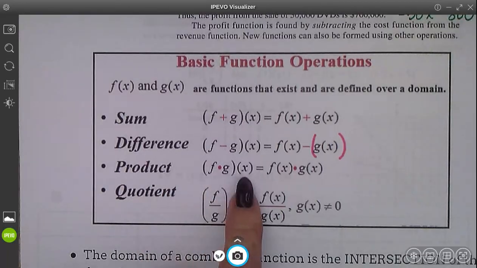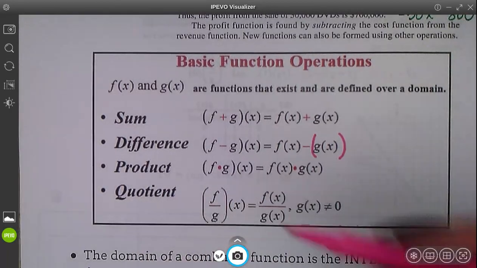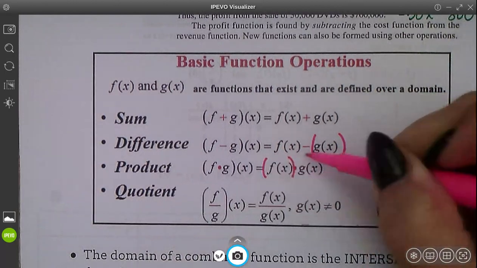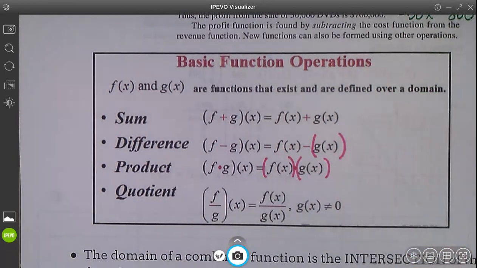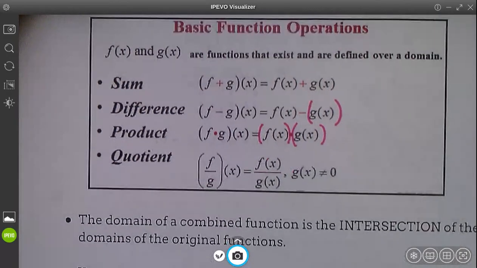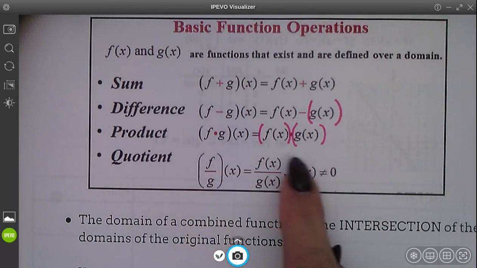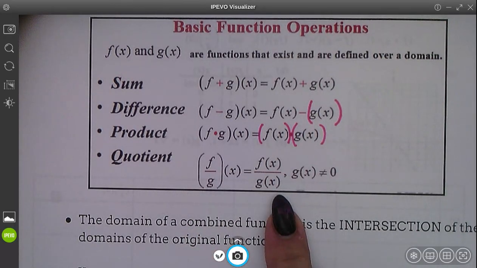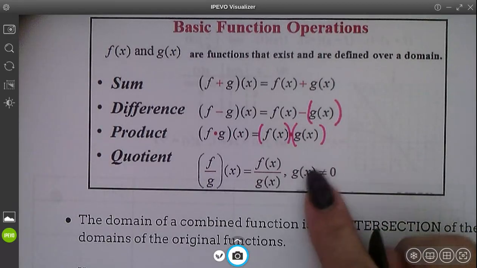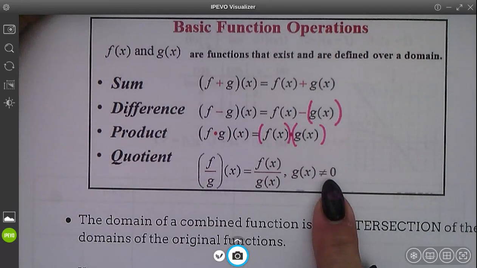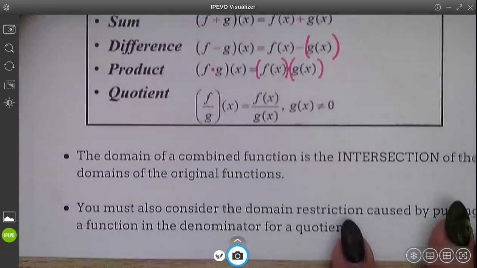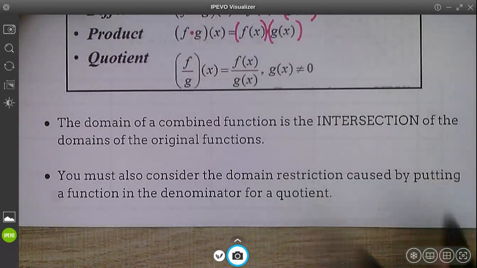F times g of x, we're just going to take f of x and multiply by g of x, and again we're going to want both of those inside sets of parentheses so we remember to box distribute or FOIL or whatever we have to do there. Then f over g of x, you take f of x and divide by g of x. There is a restriction that g of x is not allowed to equal 0 because we can't divide by 0. So these are the operations we can do with functions, and that's what we're going to practice in this section.